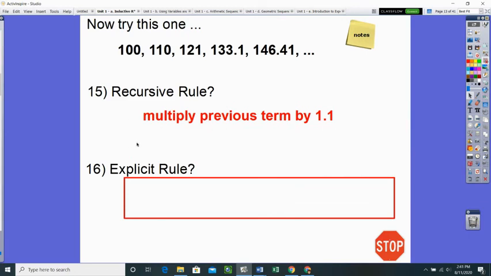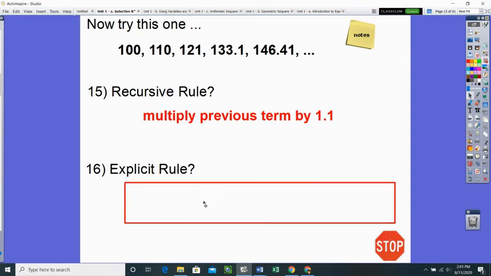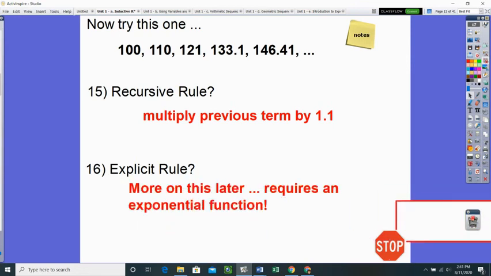Now, when you're multiplying, we are not quite ready right now to be able to come up with an explicit rule. We will in a few sections. So right now, we're going to have to say more on this later. That requires an exponential function. So that is our first section. We've been talking about patterns. We've been talking about conjectures, counterexamples, recursive rules, explicit rules, some of those ideas.